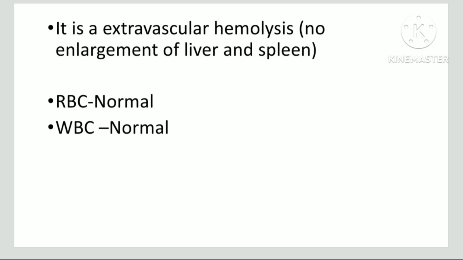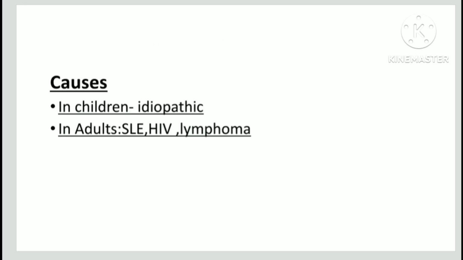Hence, in the peripheral smear, you can see the normal RBCs and the normal total leukocyte count. This normal RBC count is very important because it differentiates ITP from TTP, that is thrombotic thrombocytopenic purpura. I'll explain it in detail in another video, but for here, just remember that in TTP, RBC counts will also be decreased along with the decreased platelet count.